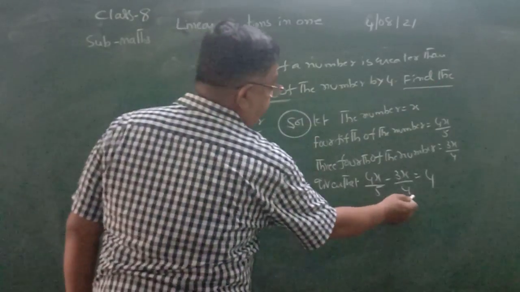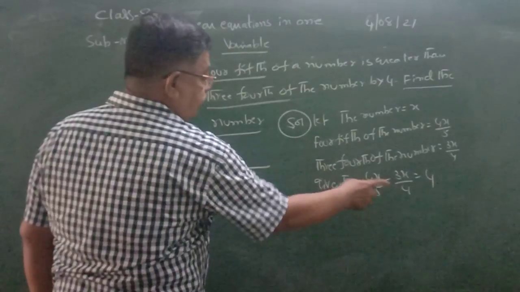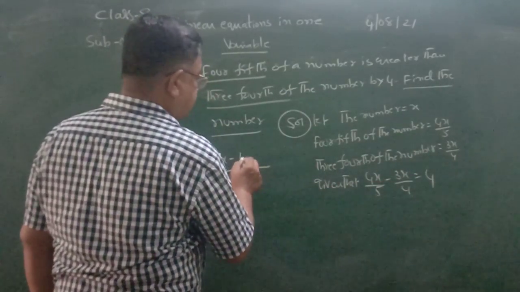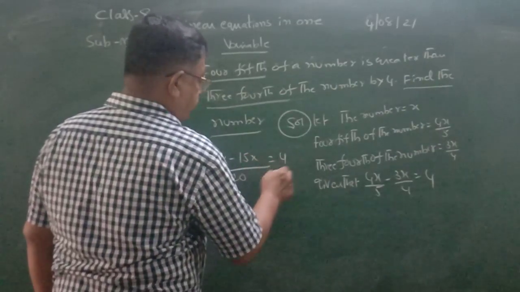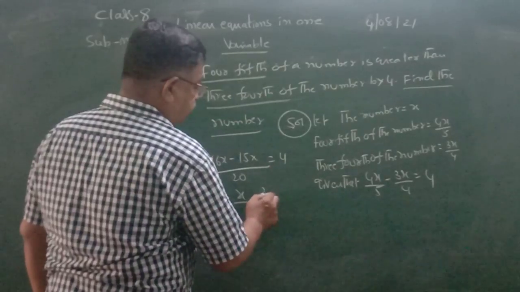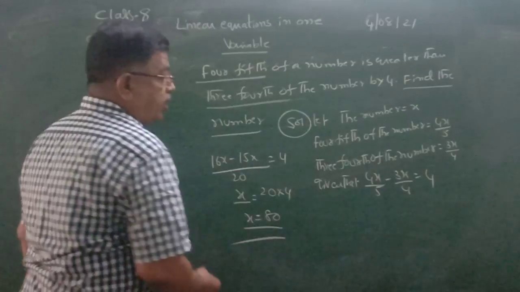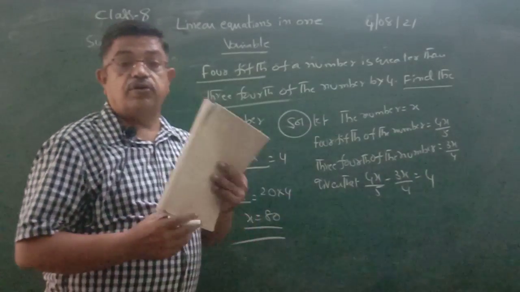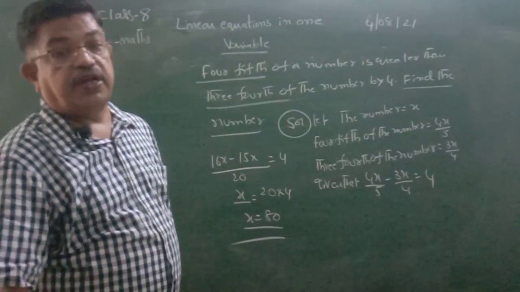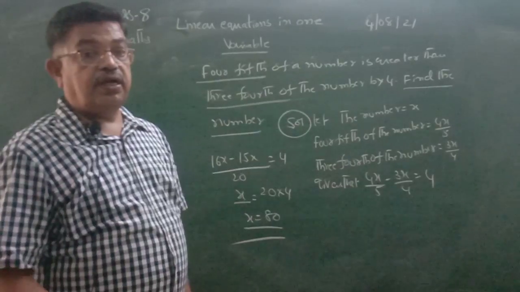Now you want to find LCM for 5 and 4. The LCM of 5 and 4 is 20. 5 divides 4 times, 4 into 4, 16x. 4 divides 5 times, 5 into 3, minus 15x is equal to 4. Cross multiplication. X is equal to, cross multiplication gives 20 into 4. Therefore, the number you want to take is how much? 80. A simple problem. We are reducing the conditions to linear equation form or simple equation form. Finally, we are calculating the value of the variable, in general, x.